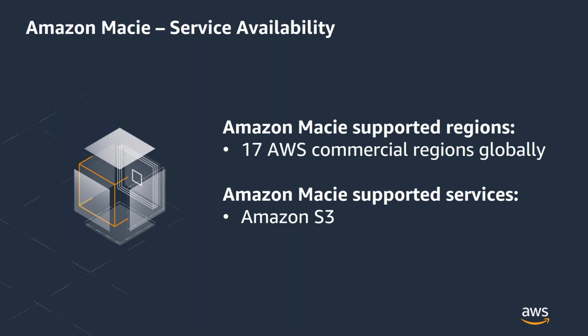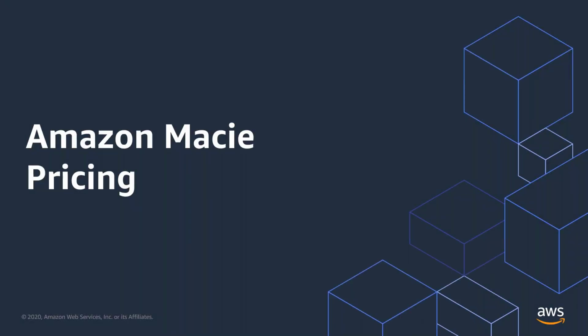But as I mentioned earlier, there are ways where we can snapshot the data from other data sources into Amazon S3 so that Macie can perform sensitive data discovery on that data. So that's the details on the service availability. Next, let's take a look at Amazon Macie's pricing.